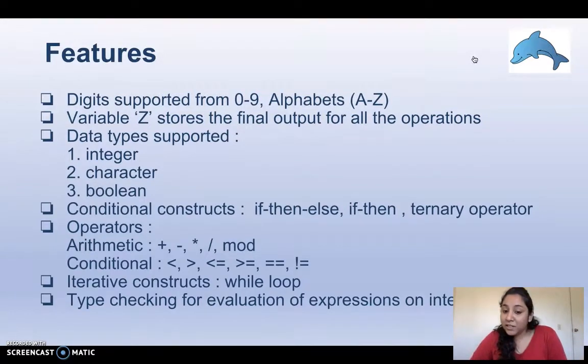When we talk about the conditional constructs, we use if, then, else, if, then, and a ternary operator. The operators we support are the arithmetic operators, which include plus, minus, mod, multiplication, and division. And for the conditional operators, we have used these 6 operators. For the iterative constructs, we have written code that supports a while loop, and we have also checked the type of the operations being performed. For example, if we want to add two numbers, we would make sure that the two numbers are of the same type, like an integer added with an integer.